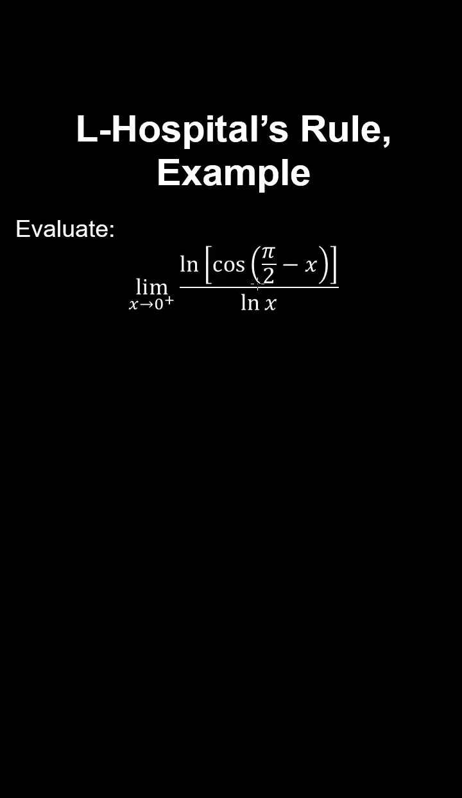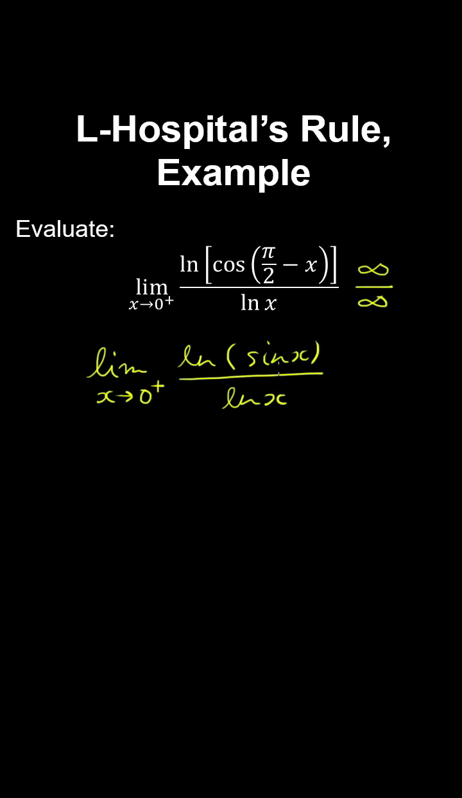Let's evaluate the following limit. So if we substitute x equals 0, we get the natural log of 0 on a natural log of 0. And note that the limits of the upper and lower functions both approach negative infinity, so the negatives will cancel out anyway. Now recalling our trig identities, using right triangles, we can write the upper function as the natural log of sine x. And this is still a limit of infinity on infinity.